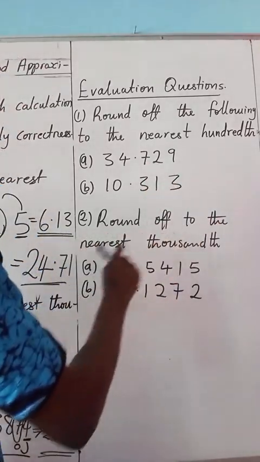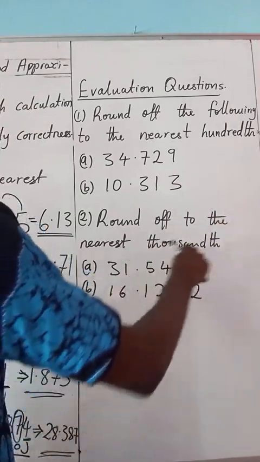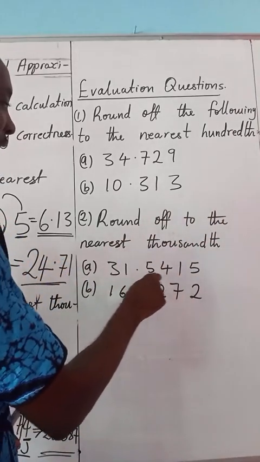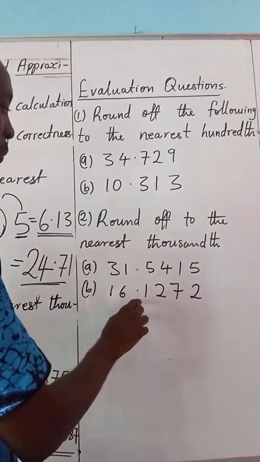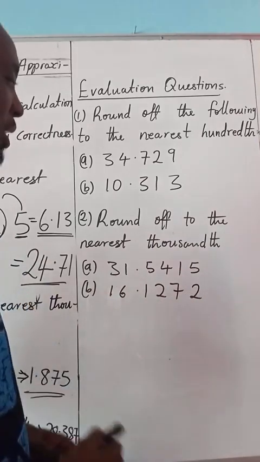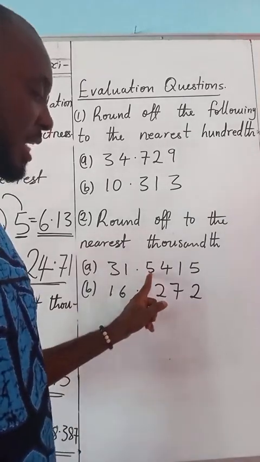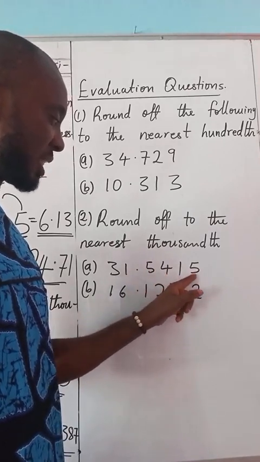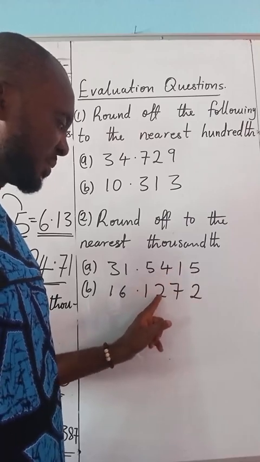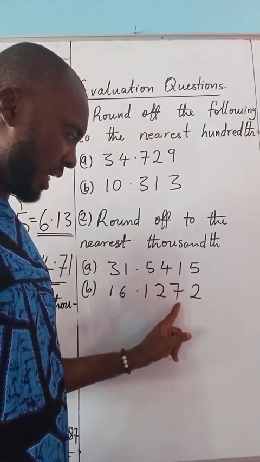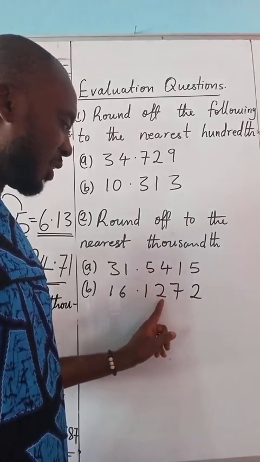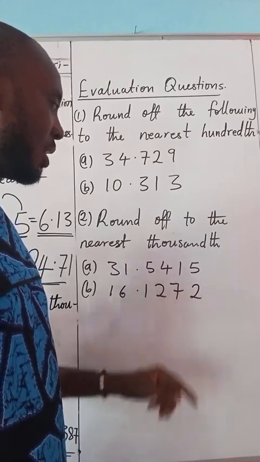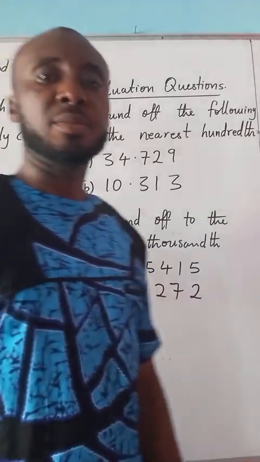Now we have round up the following to the nearest thousandth. So we have 31.5415, 16.1272. Now remember, this one is to the nearest thousandth. So we have here tenth, hundredth, and thousandth. So this is the determinant factor. This is the determinant factor to round this one up or down.